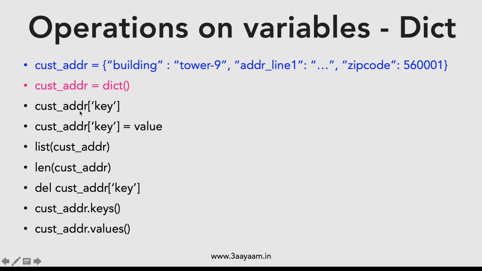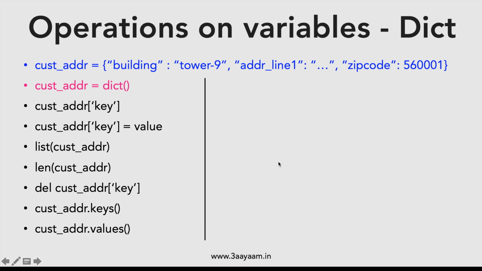And these are the options. The first option is fetching an individual element. So you just mention the key. For example, if you want to get the building, then instead of key, mention building here, it will show you tower 9. We can modify also. So let's say instead of tower 9, I want to mention tower 10. So mention key in the building and provide the value. List will give us the entire dictionary, the keys and values. Length will give us the number of items, or number of keys rather. We can delete individual key also. We can get all the keys, only the keys using the keys function, and only the values using the values function.